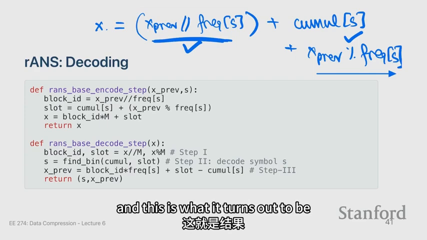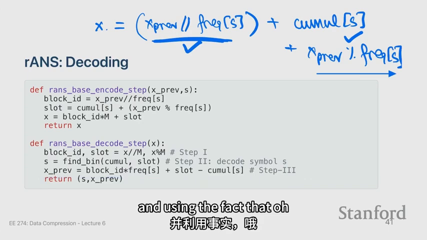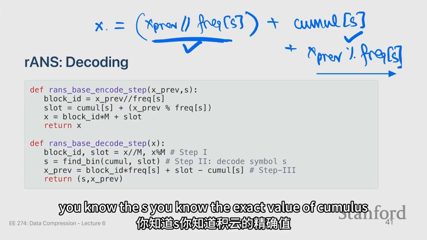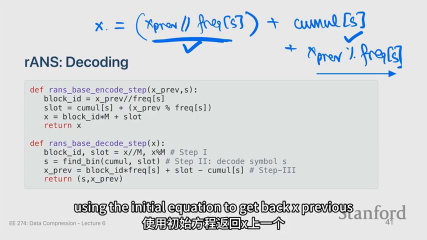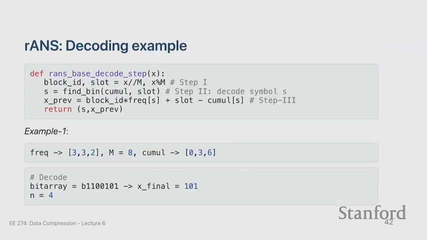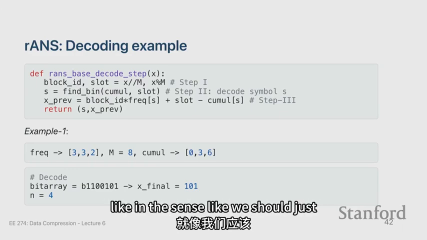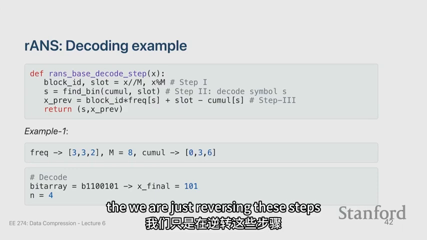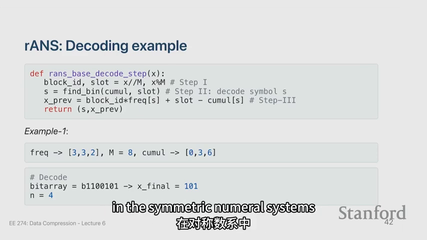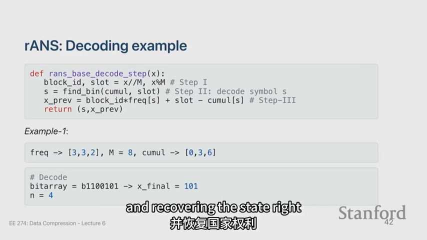And this is what it turns out to be. So at this point, you're just rearranging the term and using the fact that you know the S, you know the exact value of cumul S, and you're just using the initial equation to get back X previous. So great. Ideally this should work out, in the sense that we are just reversing the steps, very similar to how we were doing in the symmetric numeral systems. We are just reversing the steps and recovering symbols in opposite order and recovering the state, right?